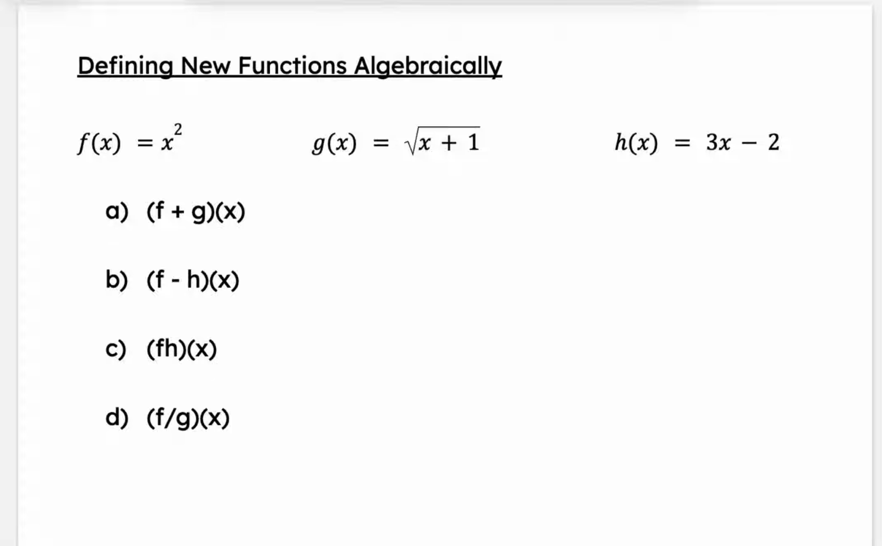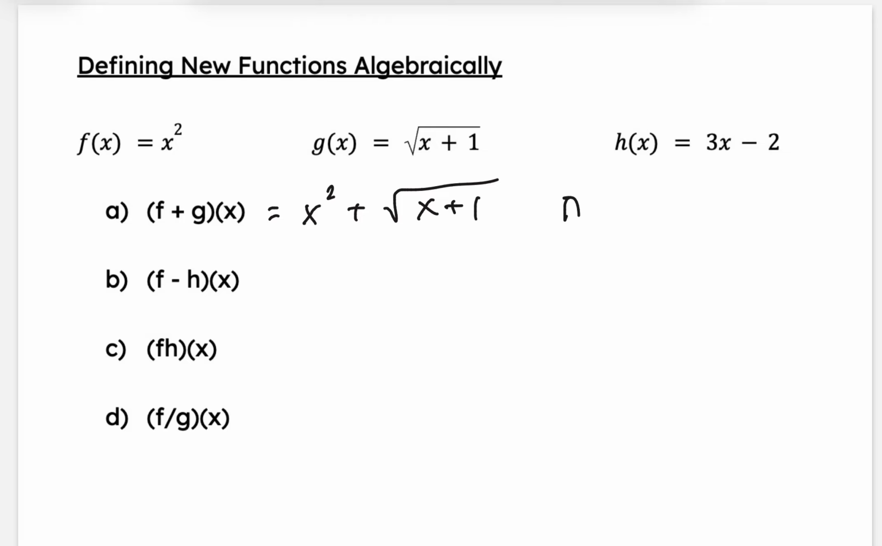So the first one is f plus g of x. If we're taking f of x and g of x and adding them together, we're just going to get x squared plus the square root of x plus 1. Since we don't have any like terms there, we can't add anything together, so that is actually our final answer.